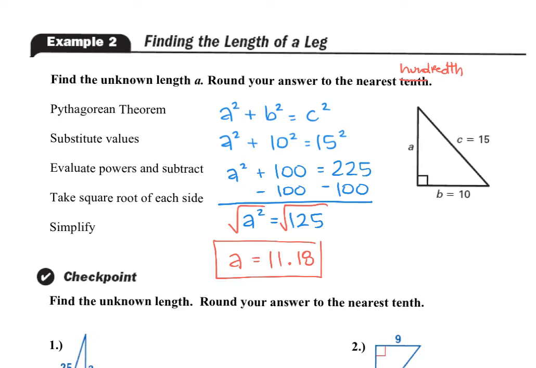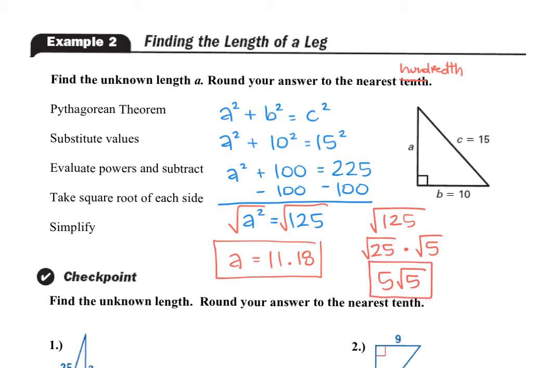But I also need to write this in simplest form. So again, I'm looking for which perfect square is a factor of 125. And on this one, it might jump out to you that 25 is a factor, and that's awesome if it does. So 125 is 25 times 5. So I can write that as the square root of 25 times the square root of 5. And so in simplest form, this would be 5 times the square root of 5.